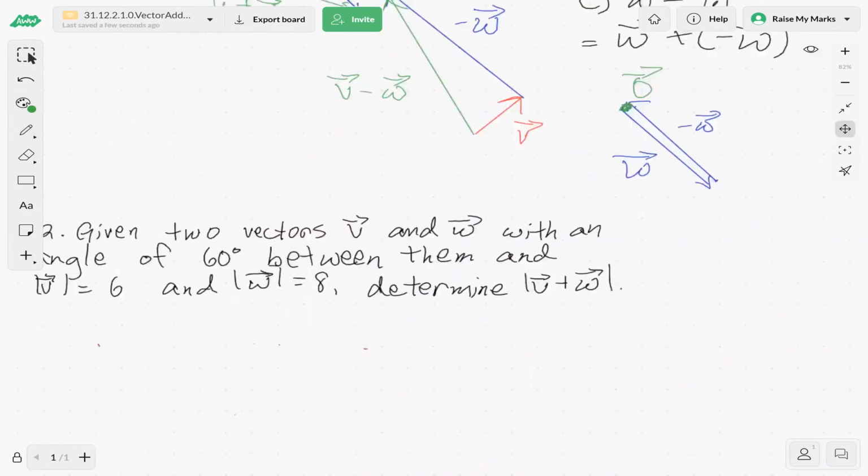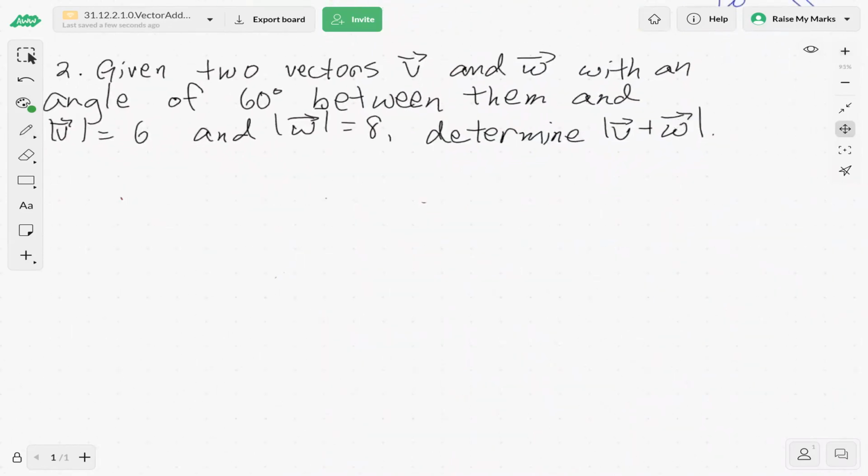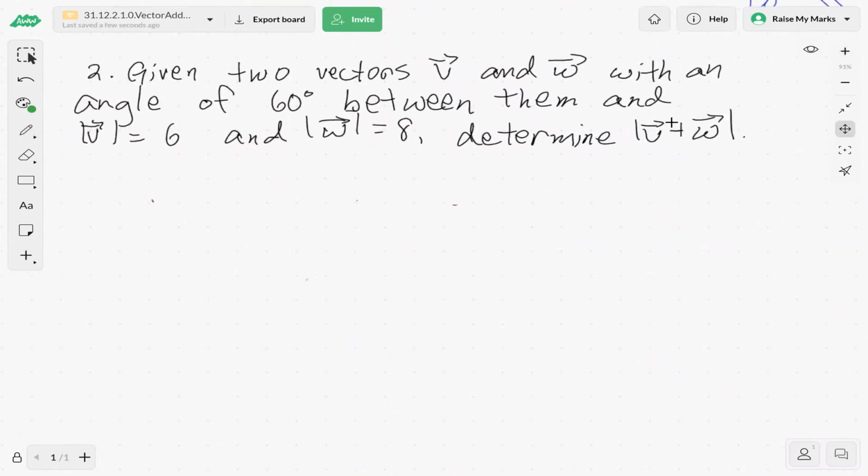All right. So now let's have a look at this next question. Given two vectors, v and w, with an angle of 60 degrees between them, and the magnitude, so remember a vector with vertical lines on either side represents just the magnitude of the vector. The magnitude of v is 6, and the magnitude of w is 8. Determine the magnitude of v plus w.